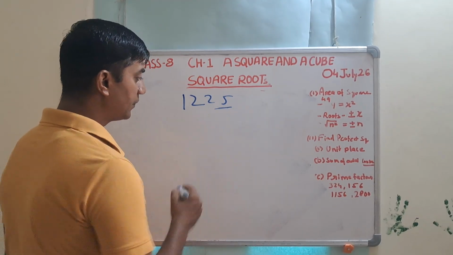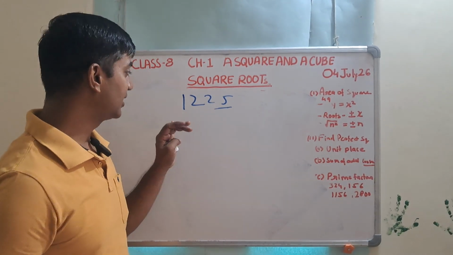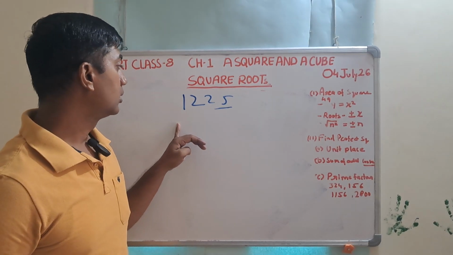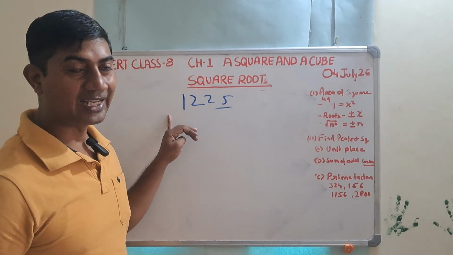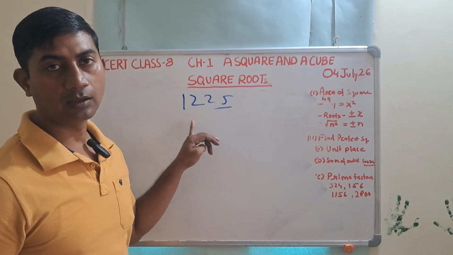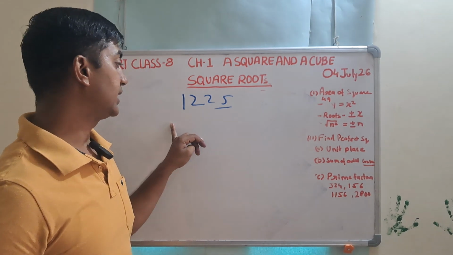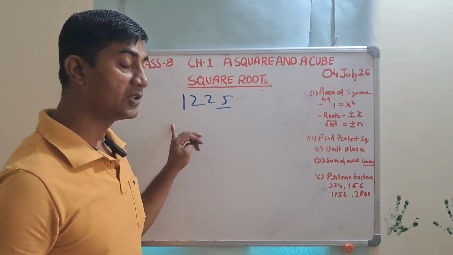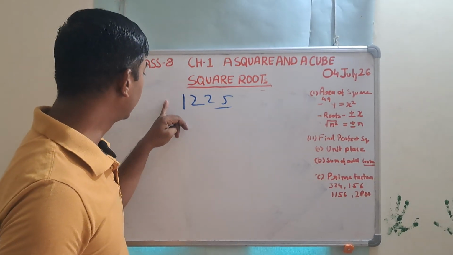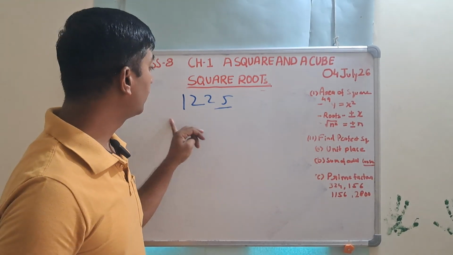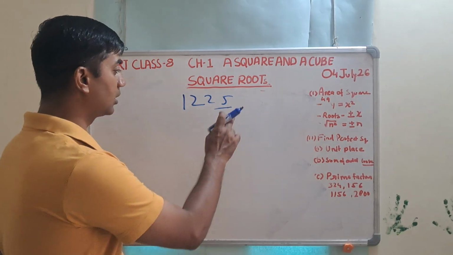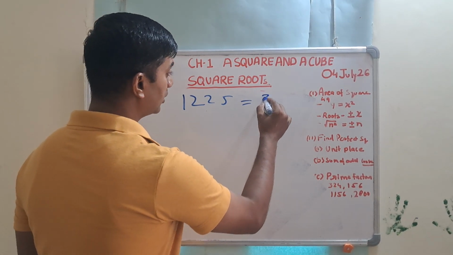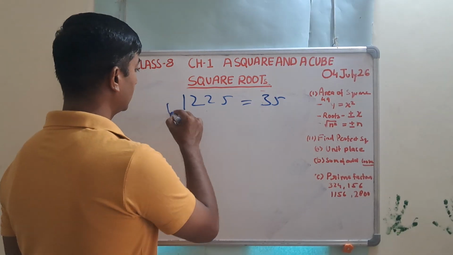See, 5 is written here at the unit place. It means that this number can be a perfect square. But to check, you would have to use the method of successive subtraction of odd numbers, which is a very lengthy method. But when you use the prime factorization method, you will easily find the square root of this number, and it comes out as 35.